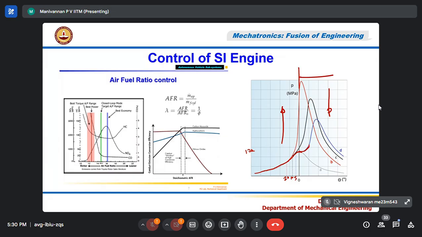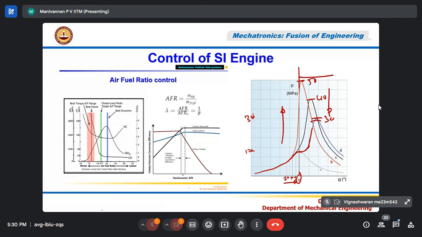But now it goes up and the peak pressure is 30 bar, correct? So here we got 50, here you got 40, here it becomes 30. That means what I say is, if I delay the spark, if I give my spark closer to TDC, the power development decreases, correct?